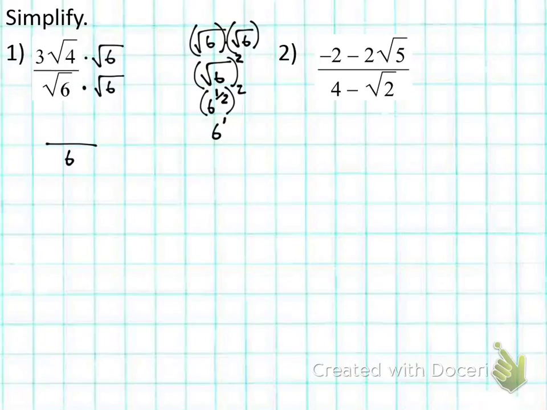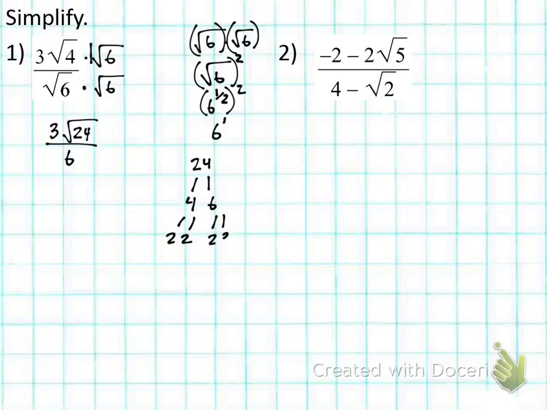Now in the numerator we have 3 rad 4 times rad 6. So all you have to do is multiply coefficient times coefficient. We have 3 times, there's a 1 in front of this rad 6 here, so 3 times 1 is 3. And then rad 4 times rad 6 is rad 24. I'm going to simplify. I know that rad 24 is just like saying 4 times 6. And I know 4 is just like saying 2 times 2.